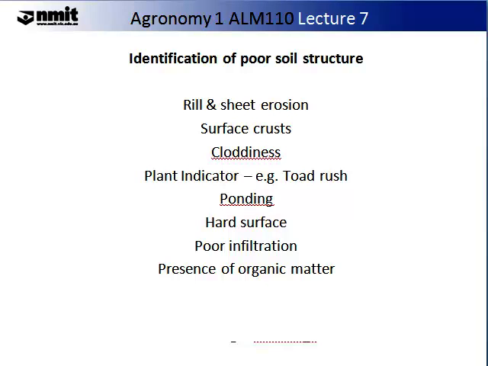Some plants can be used as an indicator of bad pore structure. One such plant is the toad rush. It grows where water has ponded on the surface. Ponding is where water after a light rainfall accumulates. It does not soak into the soil.